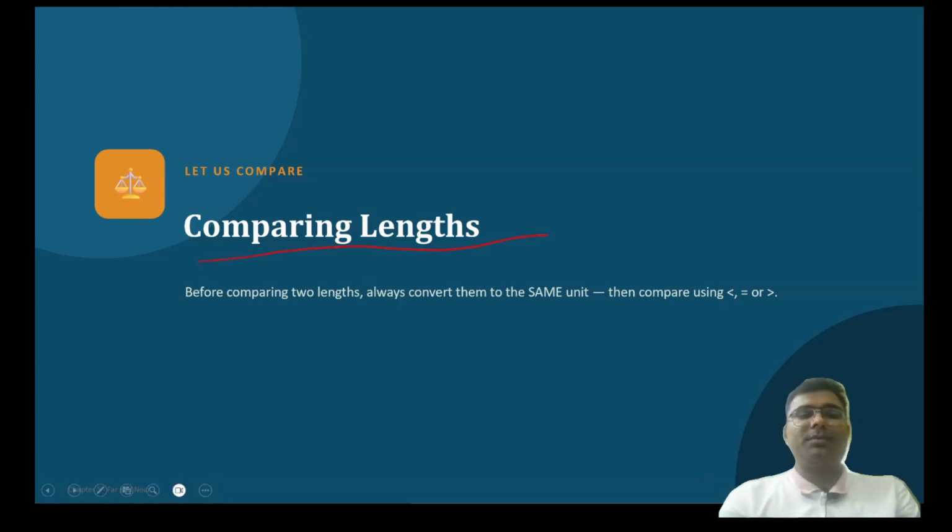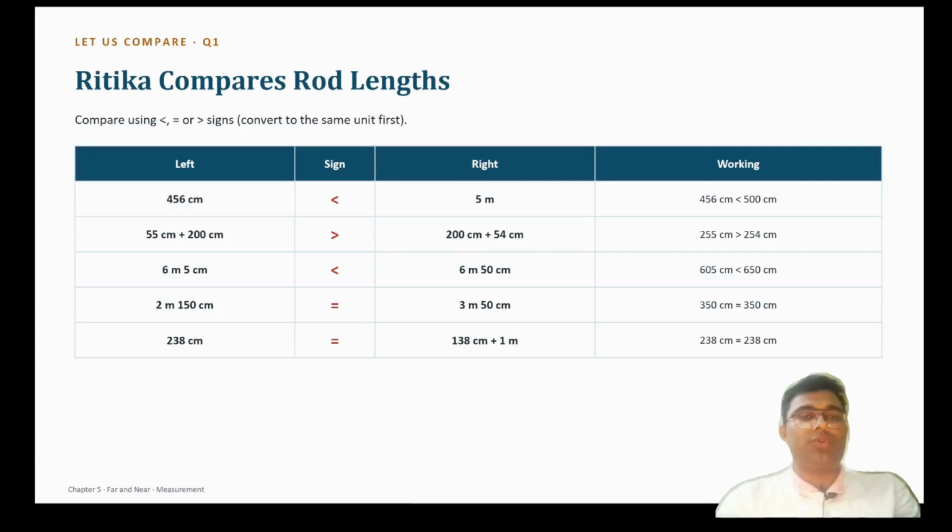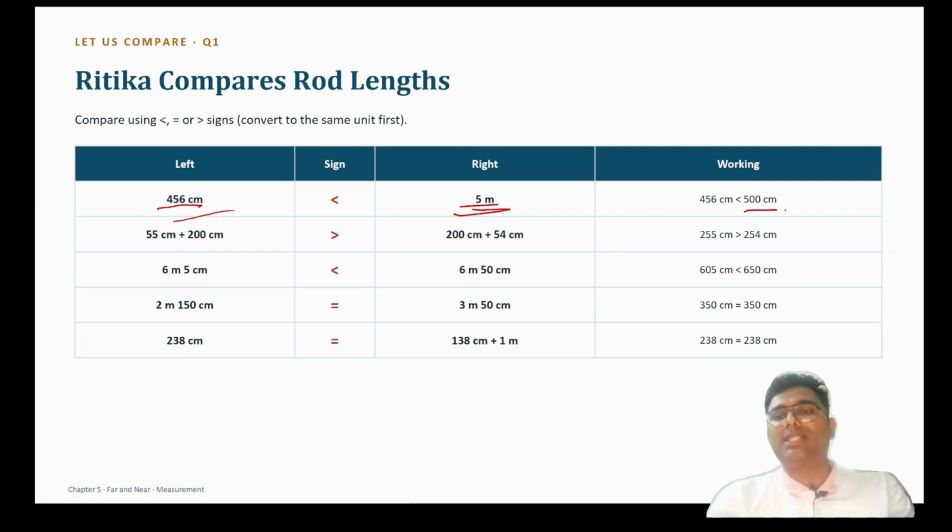Comparing lengths. Before comparing two lengths, always convert them to the same unit. When you want to compare two lengths, whichever one is bigger, your first task is to change them into the same unit. Here you can see 456 centimeter and on the other side 5 meter. We have to tell which one is bigger. This is in centimeter, this is in meter. So first you will change meter into centimeter or centimeter into meter, but as it is easy to change meter into centimeter, we will change meter to centimeter. It will become 500. So 500 is greater than 456.